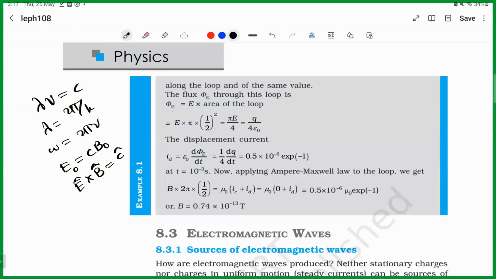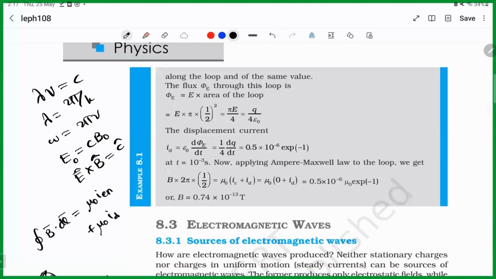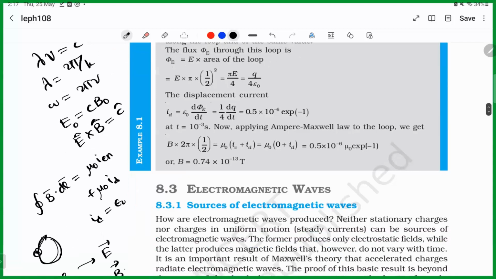Then, you just need to know the complete Maxwell's equation: the line integral of the magnetic field is mu naught times I enclosed plus mu naught times I displacement, and I displacement equals epsilon naught d phi E by dt. Okay, so that is the gist of this chapter.